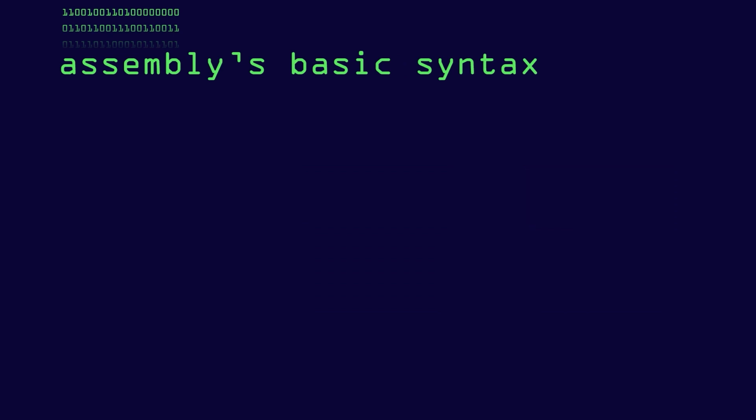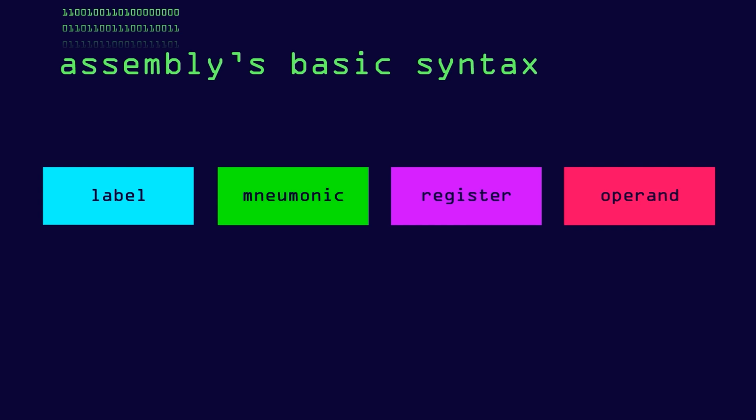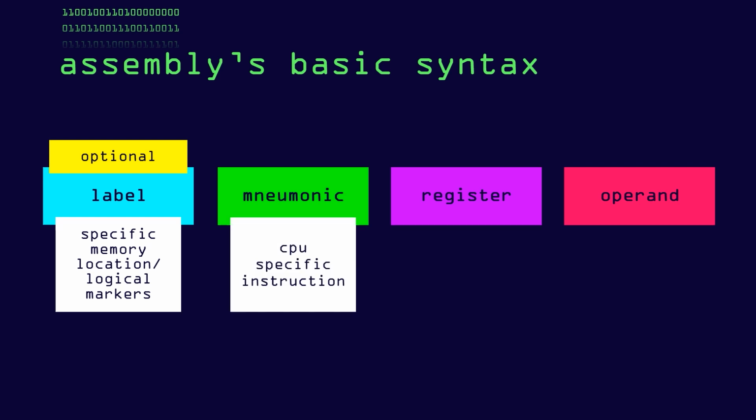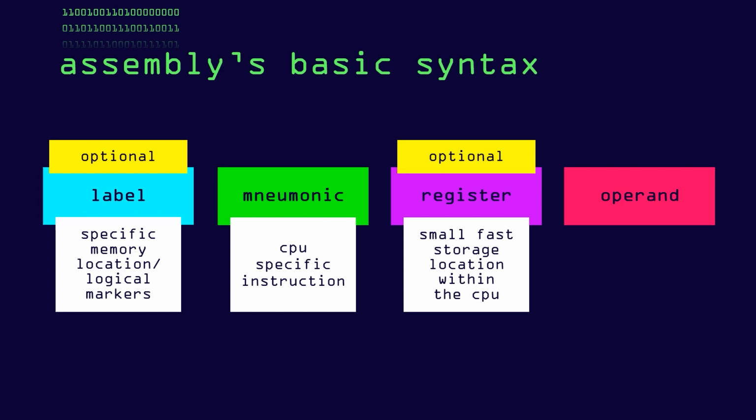For the basic syntax, we have four components: label, mnemonic, register, and operand. The label is optional and it's just a specific memory location or logical marker. If we were to compare this to a high-level language, it would be something like the function name. The mnemonic is just a CPU-specific instruction. The register is optional. It is, again, just a small fast storage location within the CPU where you're going to store or retrieve data from.